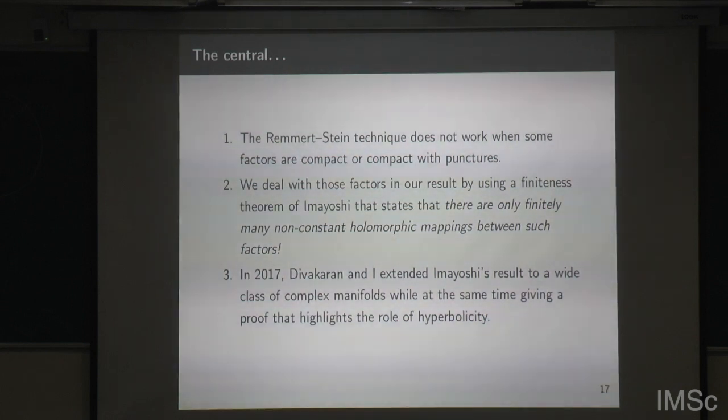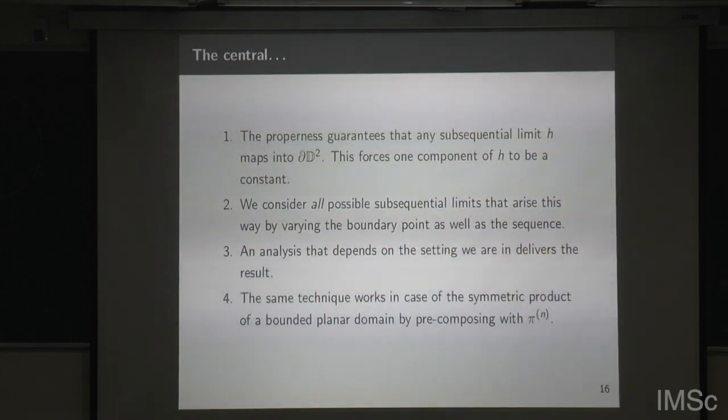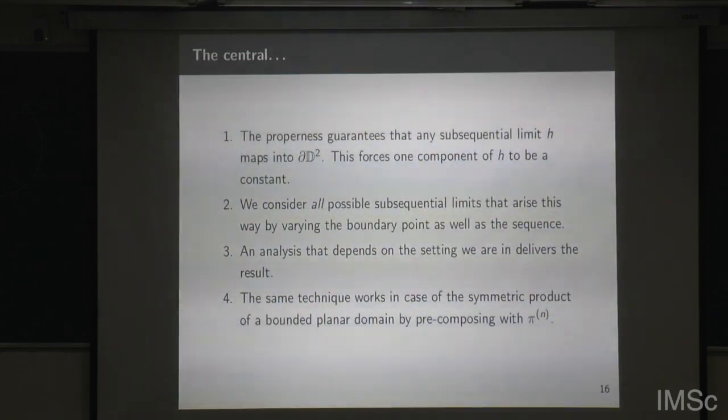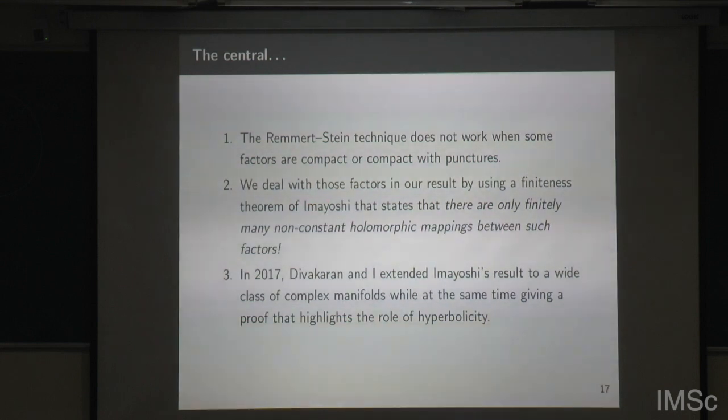Now the Riemann-Stein technique absolutely does not work when some of the factors are compact or compact with finitely many punctures. So in the result that I have, I did not exclude such factors. I allowed all compact Riemann surfaces that are hyperbolic also. So to deal with those factors, I relied on a result of Imayoshi that states that for these factors there are only finitely many holomorphic mappings that are non-constant in the first place.